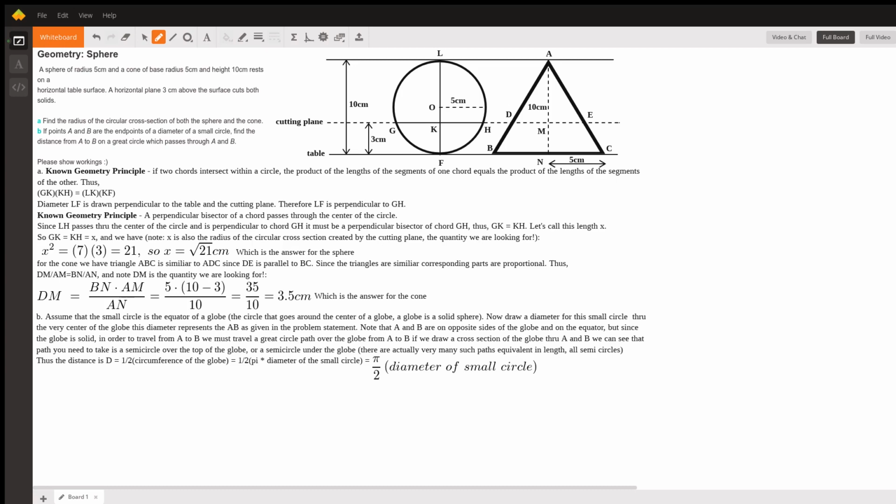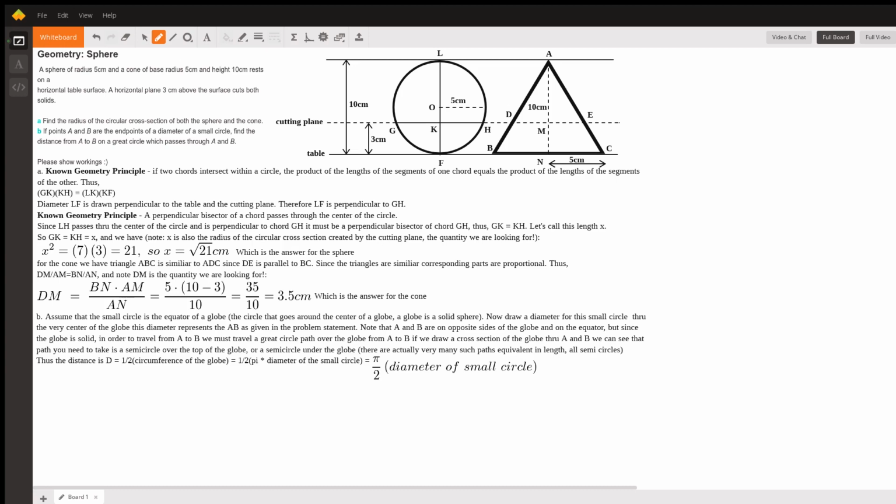Now draw a diameter for this circle, that is the circle that is the equator around this globe, through the very center of this globe, through the very center of the earth, so to speak, if the globe were the earth. This diameter that we've drawn through the center of the globe, through the circle of the equator, represents AB in the given problem. It says if points A and B are the endpoints of a diameter of the small circle, so consider the equator the small circle, a diameter through the center of the globe, and A and B are both on the circle and points on the diameter.